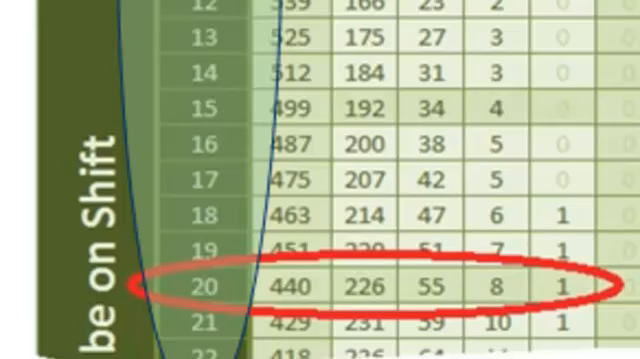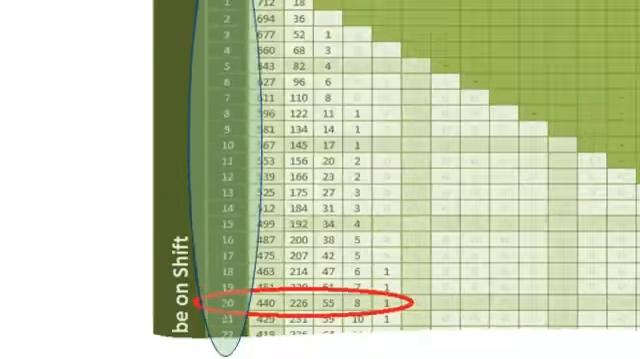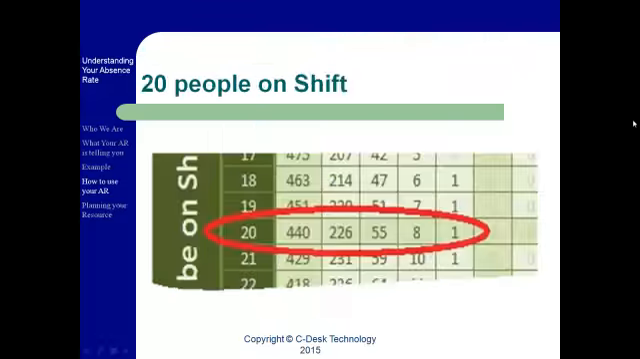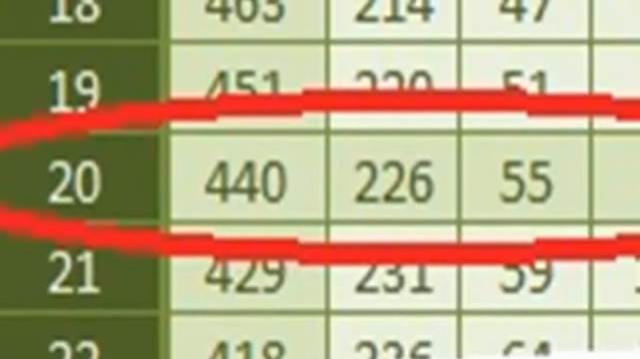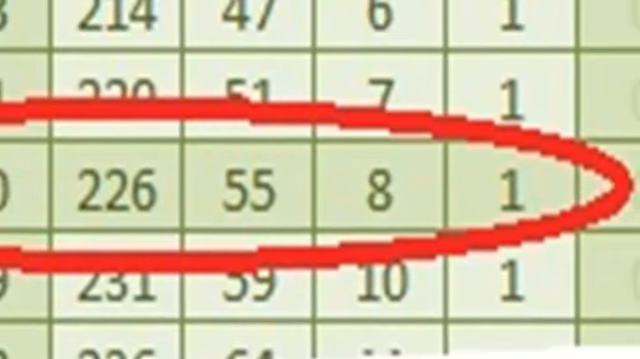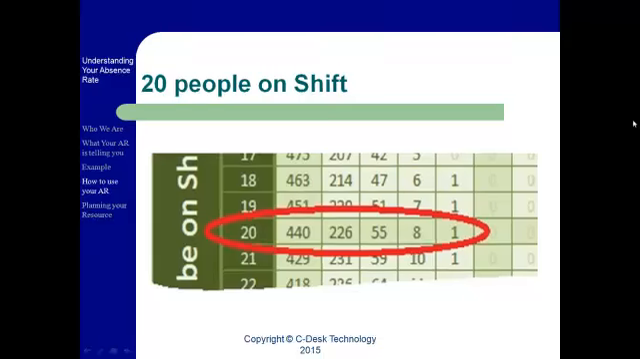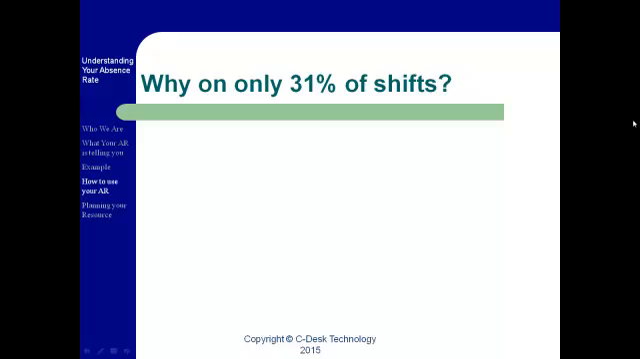Then that row tells us how many times a year we'd expect 0 people to be absent, 1 person to be absent, 2 people to be absent, etc. In this case, on 440 shifts, no one would be absent. On 226 shifts, there would be 1 person absent. On 55 shifts, there would be 2 people absent. On 8 shifts, 3 people would be absent. And 1 shift, 4 people would be absent. It would be highly unlikely that you would experience more than 4 people absent from any shift.